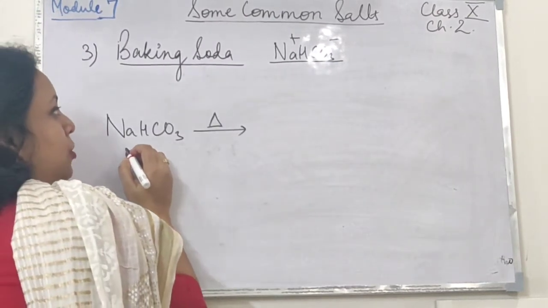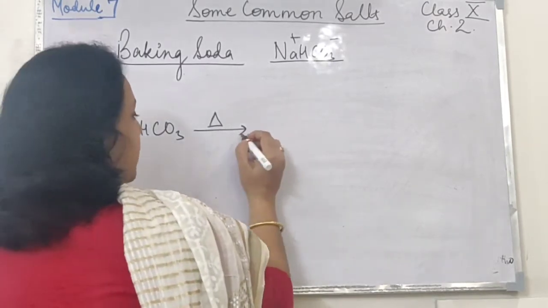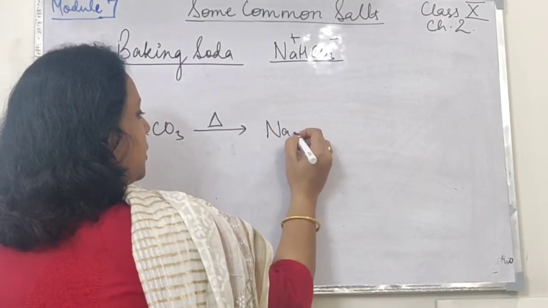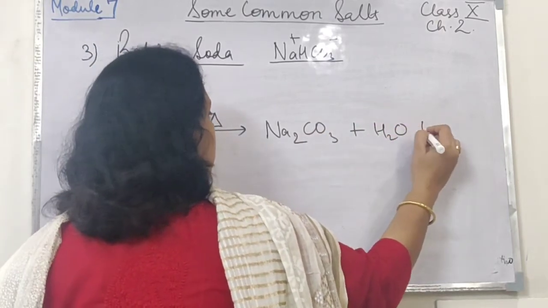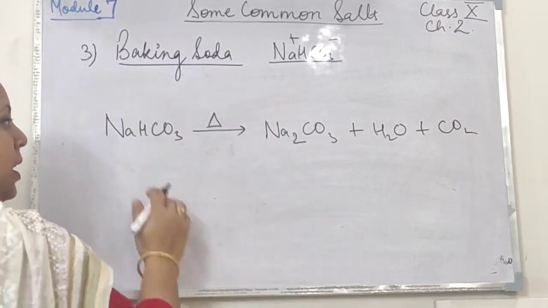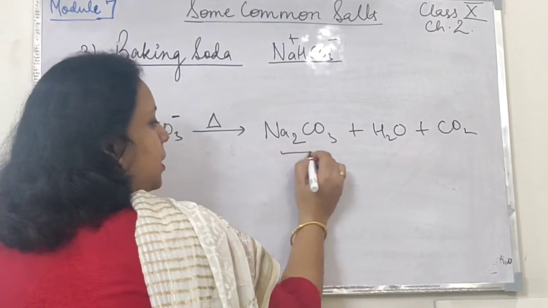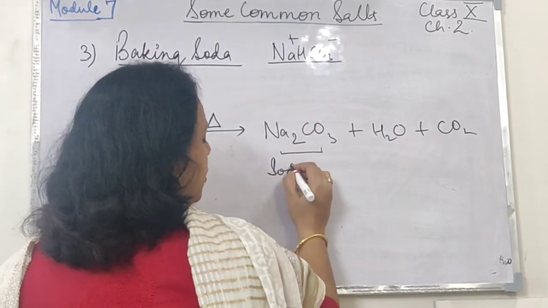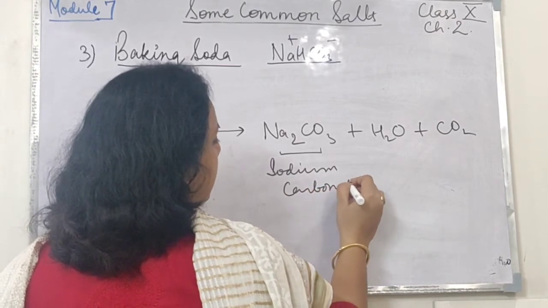Now baking soda, when it is subjected to heat, what happens? It forms sodium carbonate. From the bicarbonate ion, carbonate is produced. Sodium carbonate.